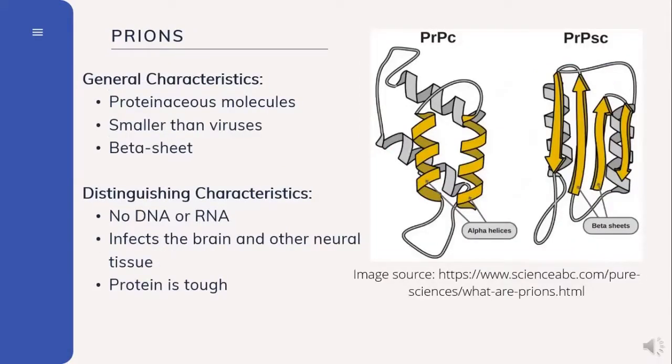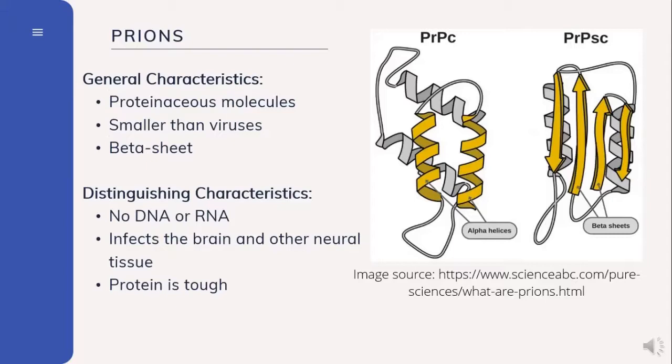Now we go to the prions. Generally, prions are proteinaceous molecules that are erroneously shaped in the form of beta sheets. These infectious pathogens are actually smaller than viruses, and while they are in itself proteinaceous, they do not contain any genetic code, no DNA or RNA at all. That gives the question, how do they infect other organisms and how do they reproduce?